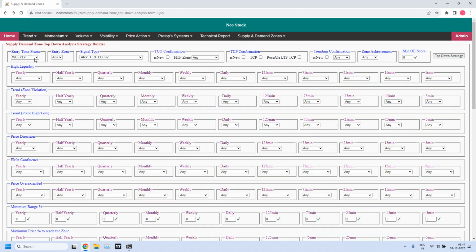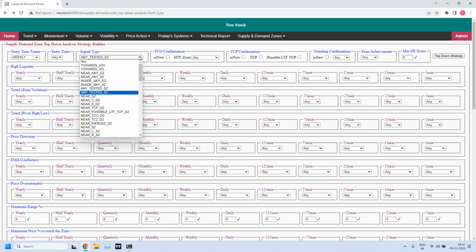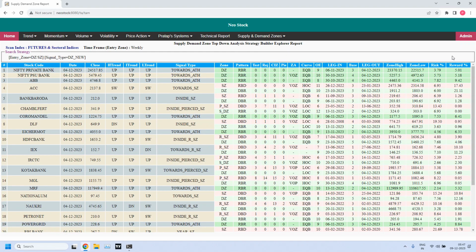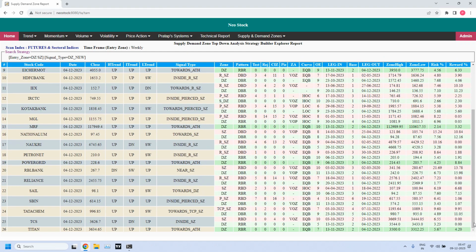Let's go back. Entry time frame weekly. Let us find the stocks having newly created weekly demand zones. So total 26 stocks are having newly created weekly demand zones.